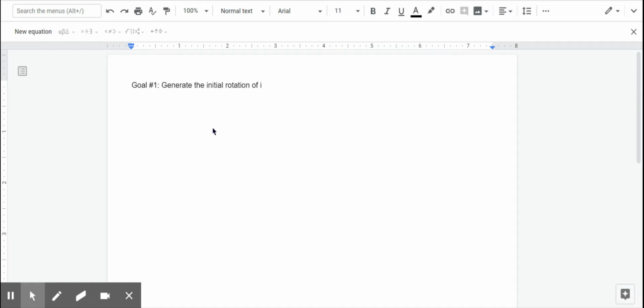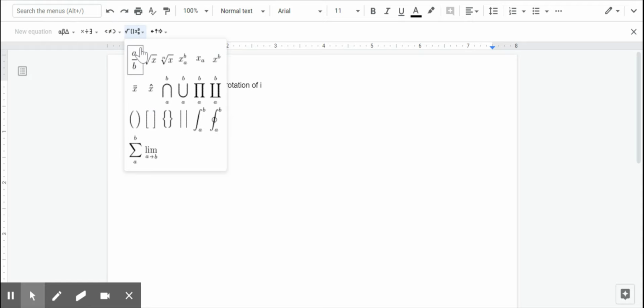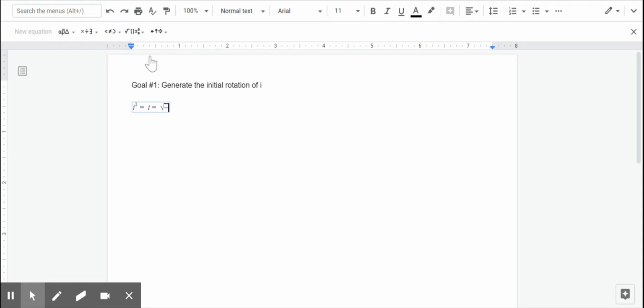Okay, so the first thing we're going to do is get our initial rotation of i. First, let's recall what i to the first power is. Well, anything to the first power is just itself. And we have our definition of i as the square root of -1. That's our definition, so we can't really do anything more with that.